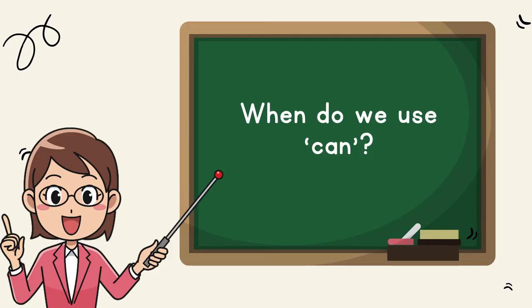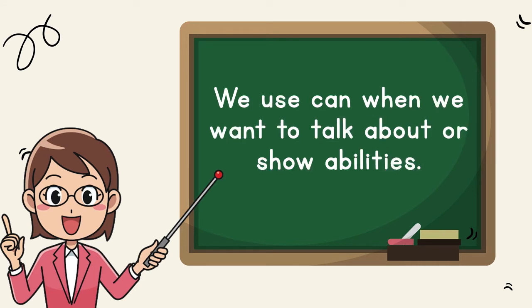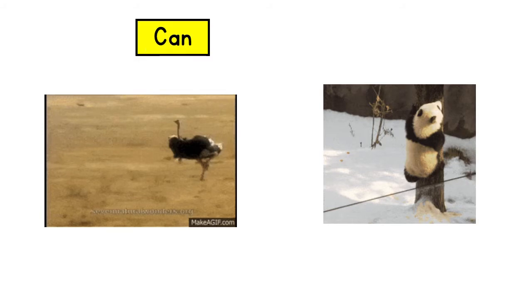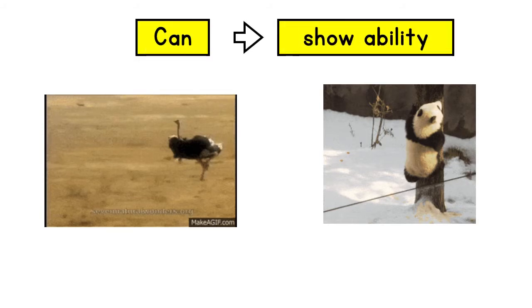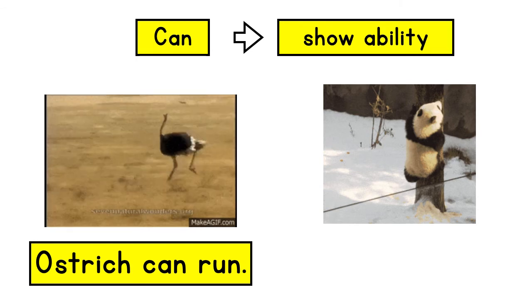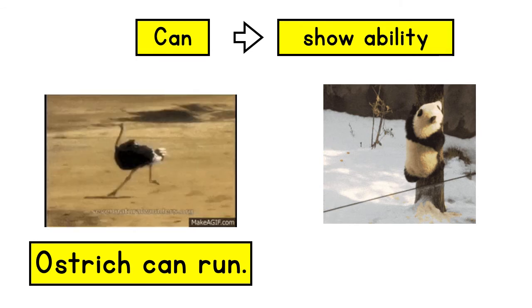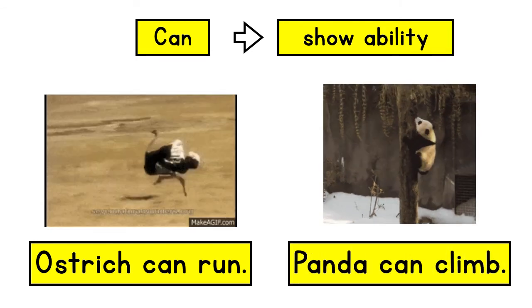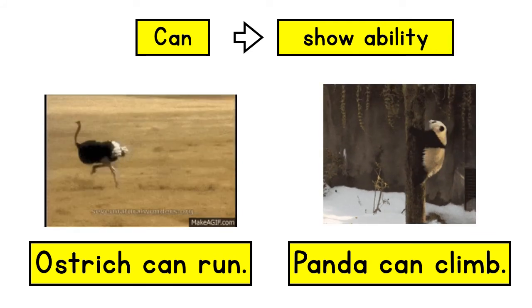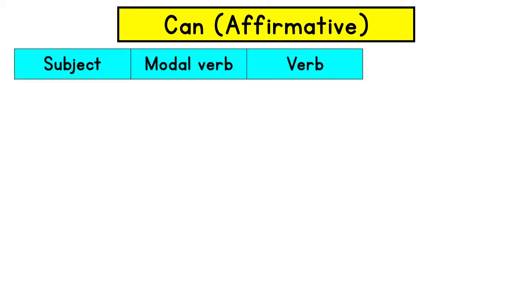Okay, when do we use can? So we use can when we want to talk about or show abilities. For example, can to show ability. Ostrich can run. Panda can climb. So, how do you use can in affirmative statement?